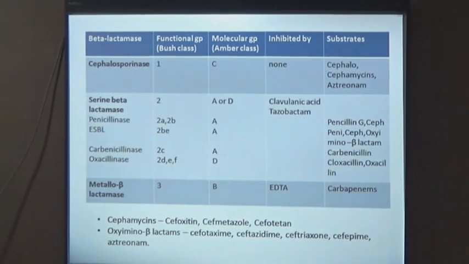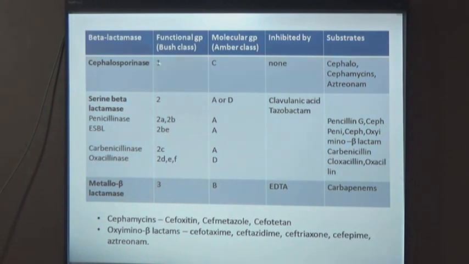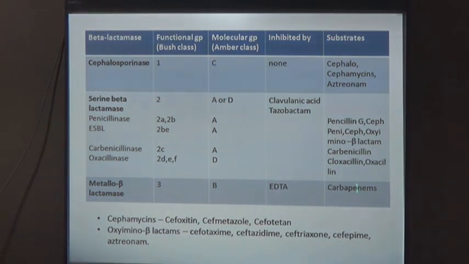Apart from that, substrate means which drugs it will hydrolyze. For the functional group you name them 1, 2, 3. In the Ambler classification you name them A, B, C, D. The first is cephalosporinase, group 1. It is class C. The substrates are mainly cephalosporins, cephamycins and aztreonam. The first one is cephalosporinase. The second one is serine beta-lactamase. The third one is metallo-beta-lactamase.